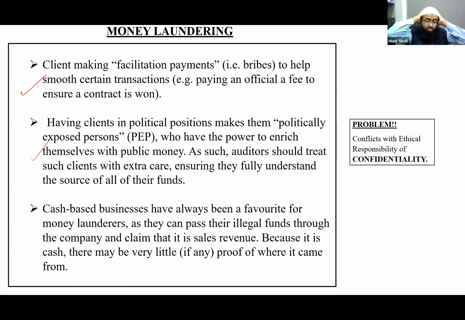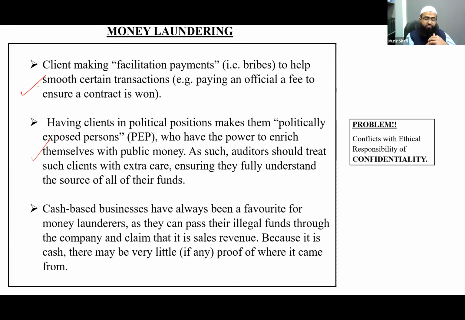Those persons who are politically exposed, who are involved in politics, or whose relatives are involved in politics, have the power to enrich themselves with public money. So there might be some inclination towards corruption in them, and that corruption money might be used to clean up, to launder, okay, and problems could be identified.